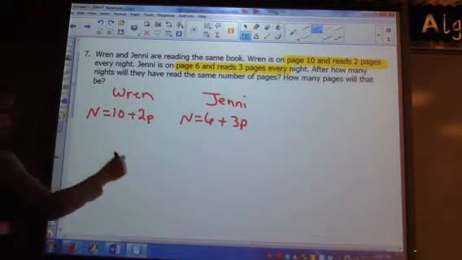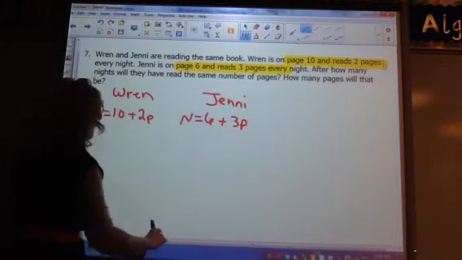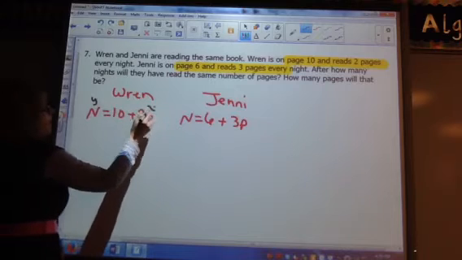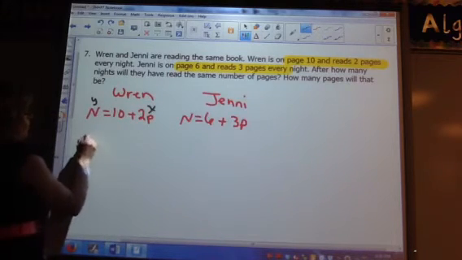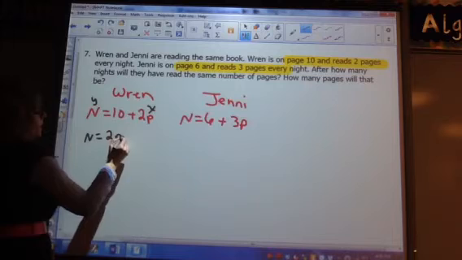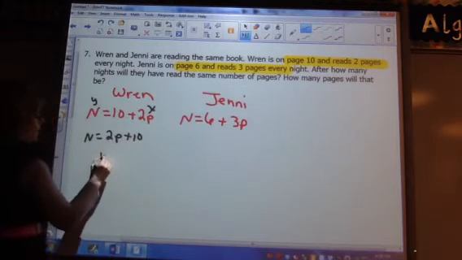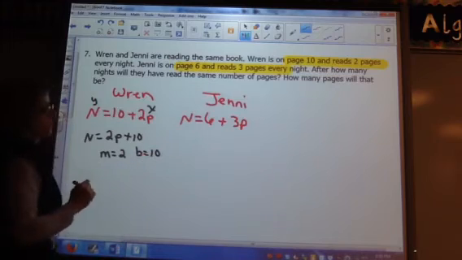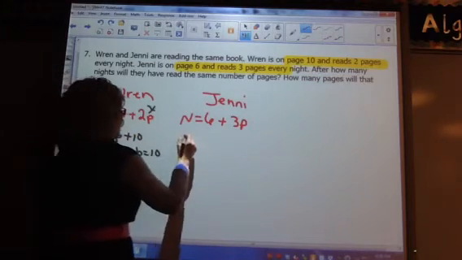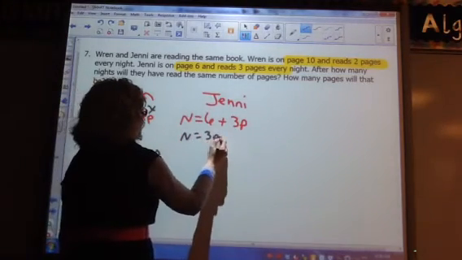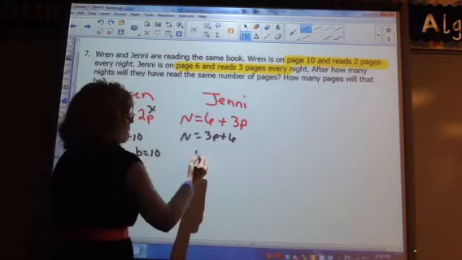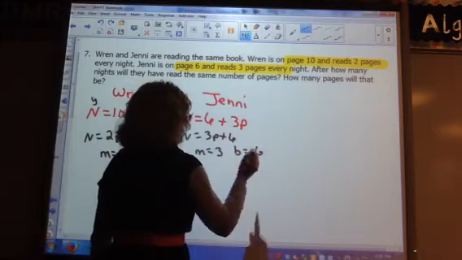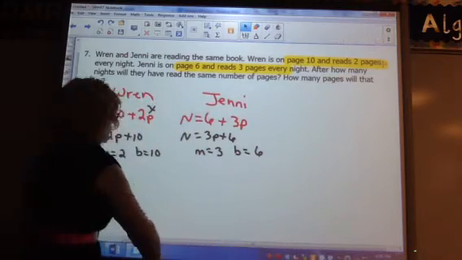So let's try to put this in our slope-intercept form, since that's what we've been dealing with. So this is going to be our y, and this is going to be our x. So we have n equals 2p plus 10. So we can identify our slope, and we can identify our y-intercept. Do the same with Jenny. N equals 3p plus 6. So we can identify our slope, and we can identify our y-intercept. So let's graph these.